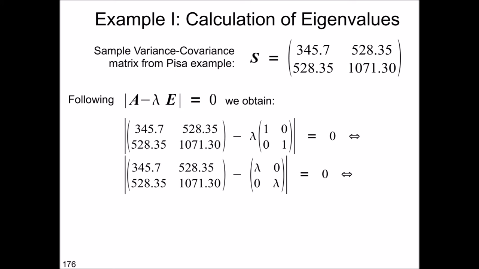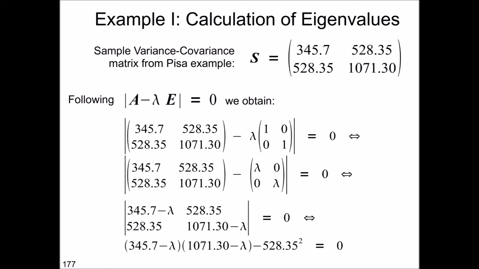Now let's look at an example to illustrate what this means. So we have a sample variance covariance matrix from the PISA data where we have the variances along the diagonal and the covariances above and below the diagonal. When we now calculate, we have the matrix A, the variance covariance matrix, minus lambda times the identity matrix. We reformulate this to minus the matrix with lambda in the diagonals. Of course, in reality, for the time being let's just keep lambda here.